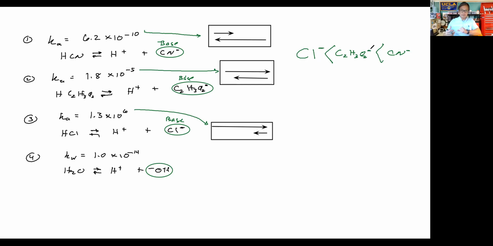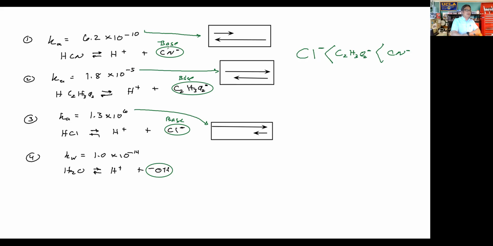That means this is a very strong acid, which means its conjugate base is going to be very weak. The meaning of a weak base is that it is not very good at accepting a hydrogen ion. It doesn't pick up a hydrogen ion very well. The stronger the base, the better it is at picking up a hydrogen ion.